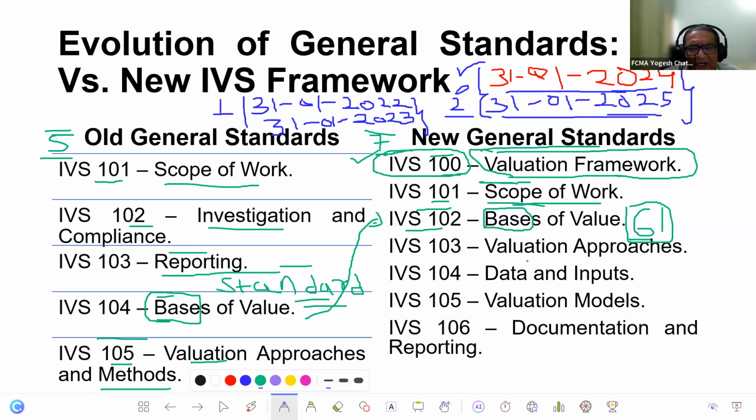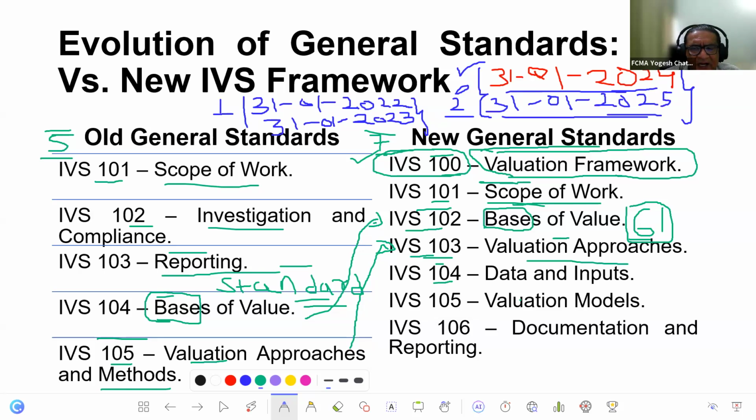Then we have the valuation approaches. So a very important guidance on valuation approaches and methods that we get from IVS 103. So earlier that was IVS 105. Now that is shifted to IVS 103. So the name of today's session, as per the old or current version of the valuation standard in revised form, that has now become IVS 103.